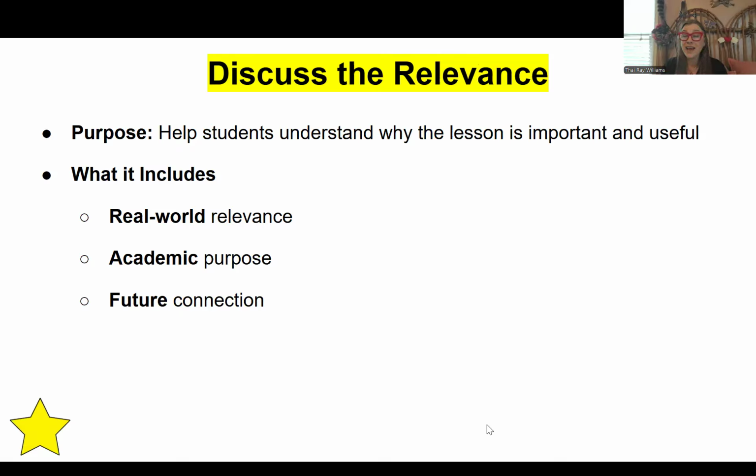You can connect it to academic purposes. For example, we're learning about opinions. Why is it important to learn about opinions? Because you are going to write an opinion paragraph about whether or not you think we should have ice cream every day in the cafeteria with lunch. Students would enjoy that one, right? So again, making those connections to their personal preferences. And then again, sharing those future connections.